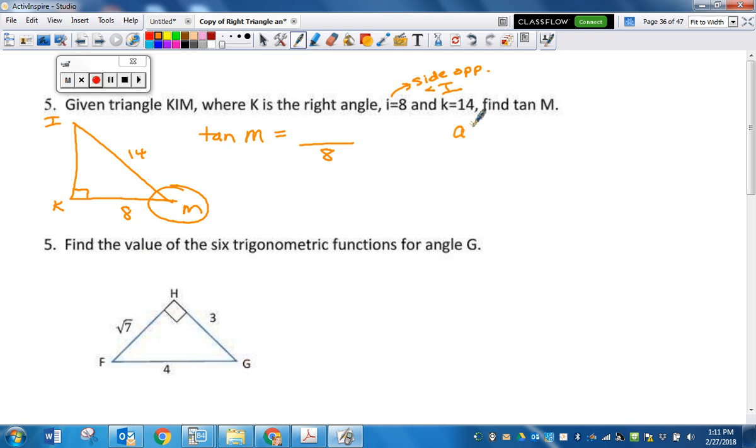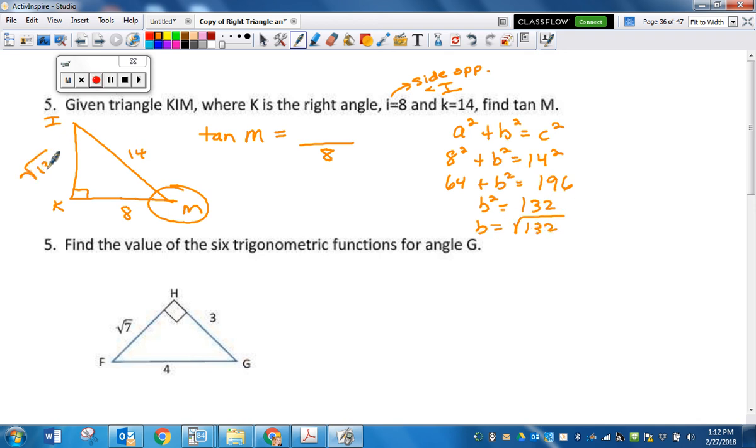Pythagorean theorem. So a squared plus b squared equals c squared. So 8 squared plus b squared equals 14 squared. 64 plus b squared equals 196. Bring my 64 over, b squared equals 132. Square root, b equals the square root of 132. Get rid of the negative. Square root of 132 on top. And that's all they were looking for: tan of M.